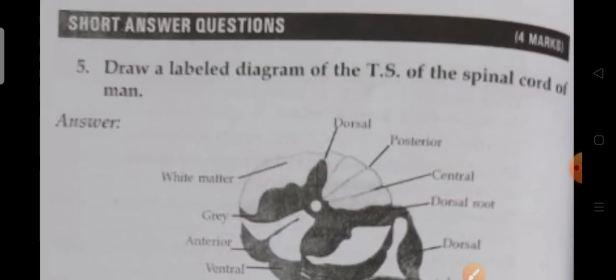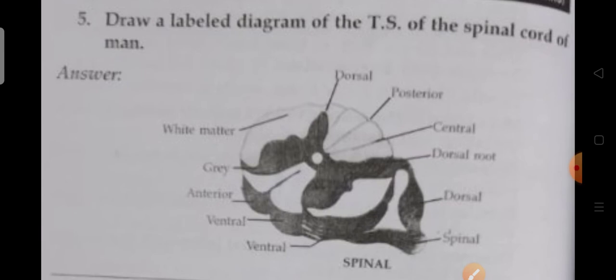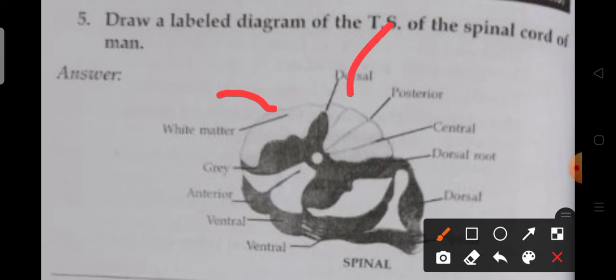Okay. Next one is a neat labelled diagram of the TS of the spinal cord. Dorsal, this is the white matter. This is the white matter. Dorsal is the backside, posterior, and central is the middle part.